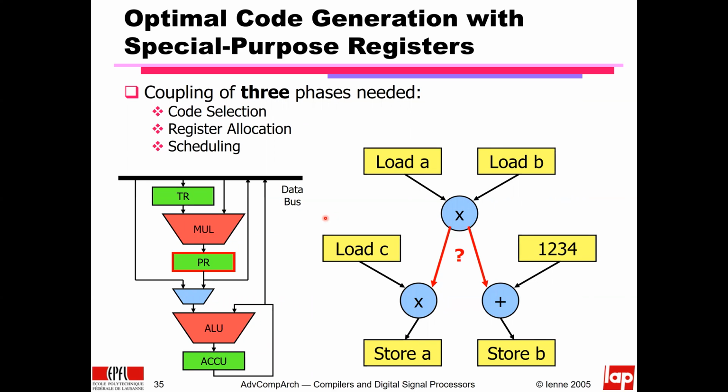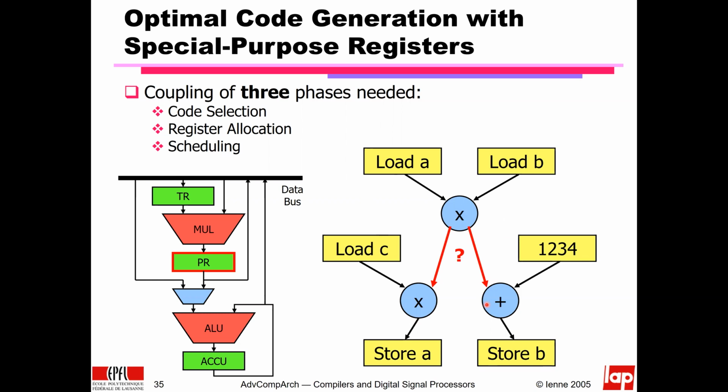If I have a double use here of the same value, I need to figure out how to schedule, right? Shall I do these two operations in sequence, so whatever is this part of code and then this part of code, or shall I do this part of code and this part of code, which has the opportunity of making me accumulate the result of the multiplication in the same instruction?